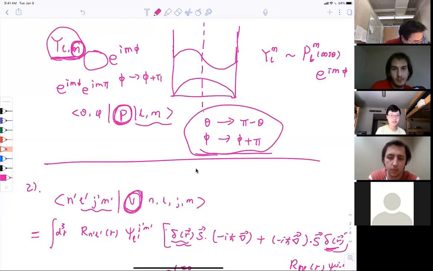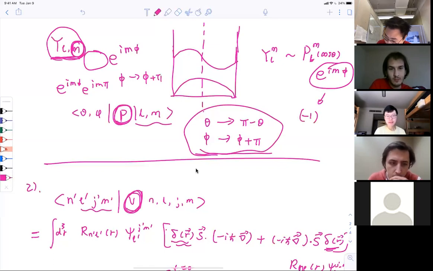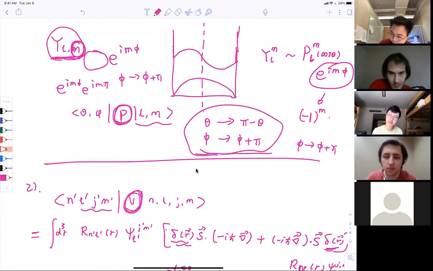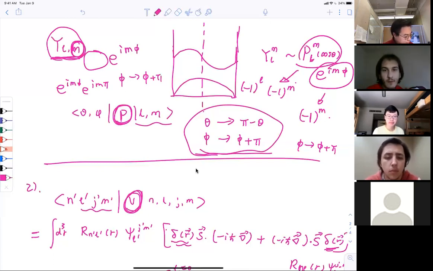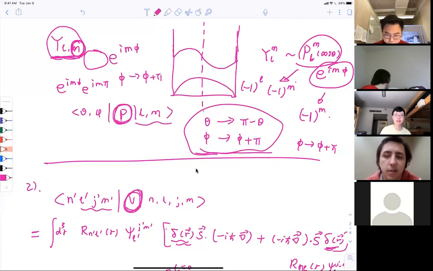So this one would give us the minus 1 to the m, right? When you shift your phi to phi plus pi. And for this one, I would guess there's some similar factor like this, and eventually there's no contribution from the m, and you have something like that. But you need to check. I just copied it from the book. Okay, because that would make sense.